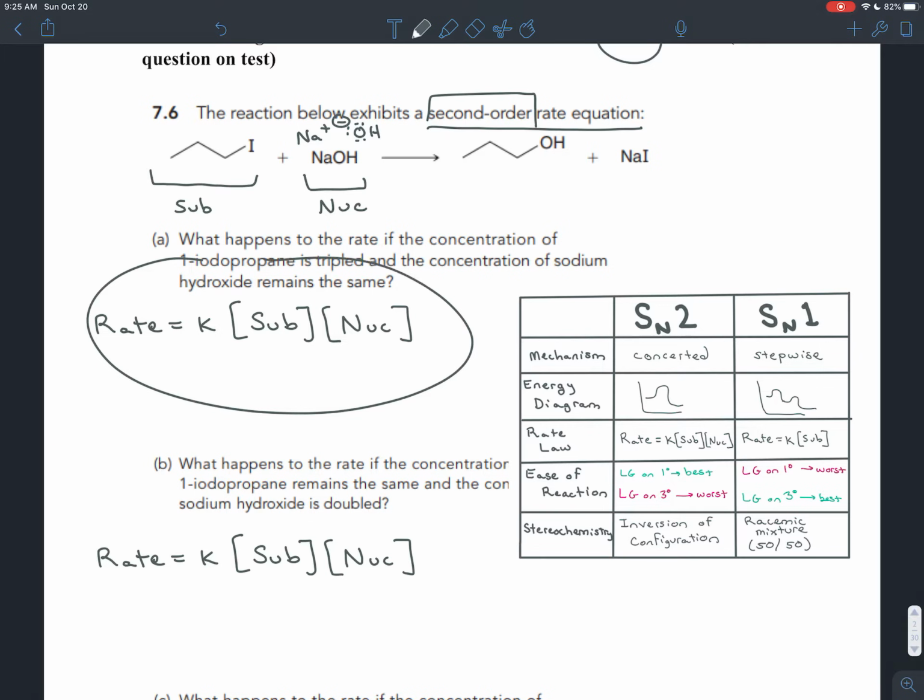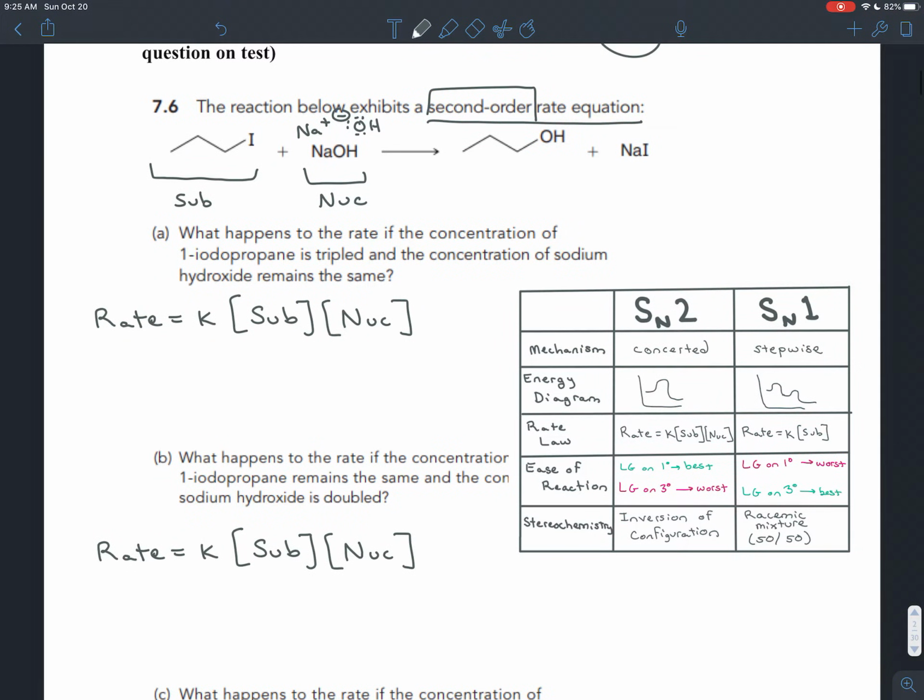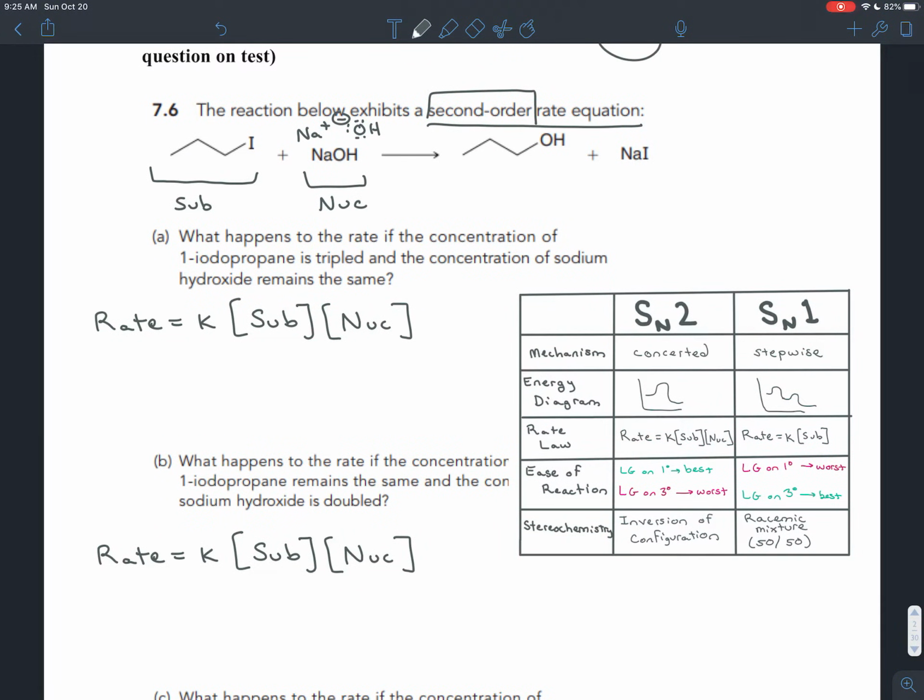Okay. So we see that it's second order, so we write down the second order rate law, and we've identified what is the substrate and what is the nucleophile. So now let's see how they're making those changes. So they ask what happens to the rate if the concentration of 1-iodopropane, that's our substrate, is tripled and the concentration of sodium hydroxide, that's our nucleophile, remains the same. So what you want to do is compare this to a case where the concentrations are 1. So just imagine a scenario where the concentration of the substrate and the nucleophile are 1. In that case, the rate would be 1.